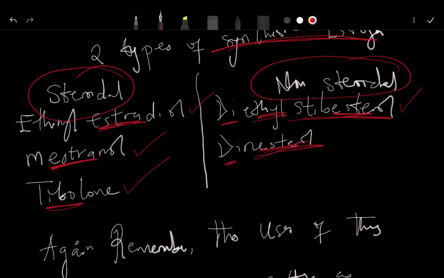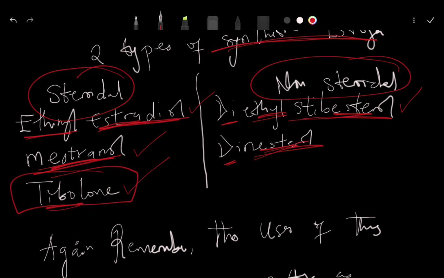Here we have ethinyl estradiol. Its main use, it can be used for both hormone replacement therapy and as contraceptives. Same thing with mestranol, it can be used as hormone replacement therapy and as contraceptives. But tibolone is an exception. Tibolone can only be used as hormone replacement therapy. We don't use tibolone for contraceptives.